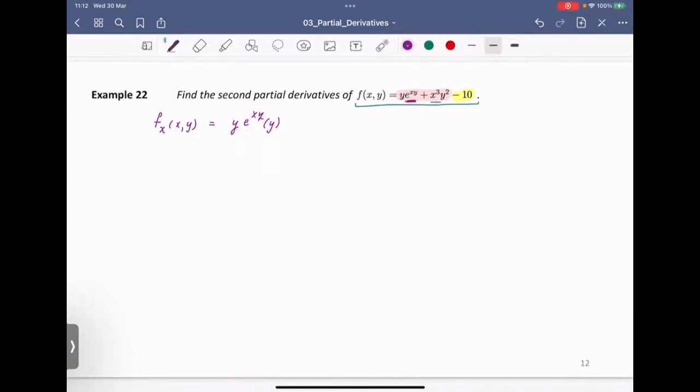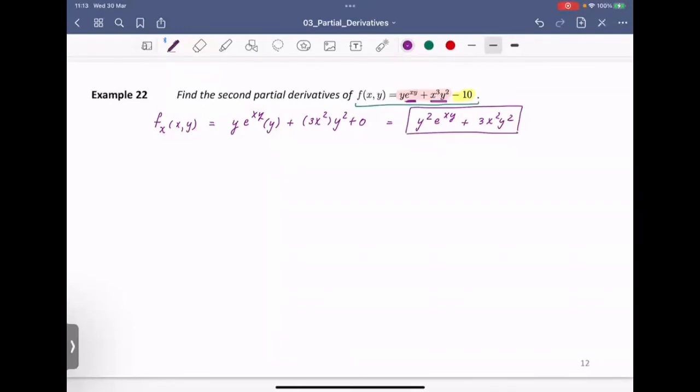And then the second term here, x cubed times y squared. Y is constant, so 3x squared times y squared. Keep y squared over there. X cubed becomes 3x squared because I take the derivative with respect to x. And then the last one is 0. So you simplify it, and you get y squared e to the xy plus 3x squared y squared. This is the first derivative with respect to x.